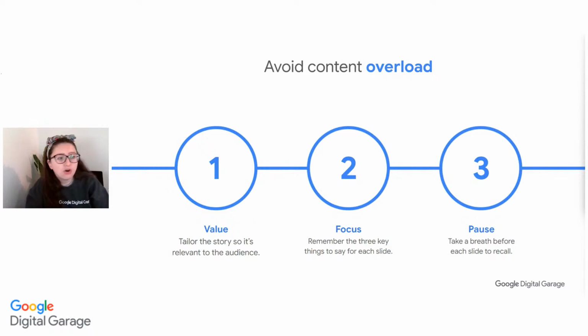So when it comes to the content itself, we want to avoid that content overload. We want to make sure that every single slide has value. We want to make sure that we have tailored that content to the people in the room. If we have a plumber in the room, make sure that we're using a plumbing example as a very top level example. Make sure it's relevant to exactly who you're talking to.